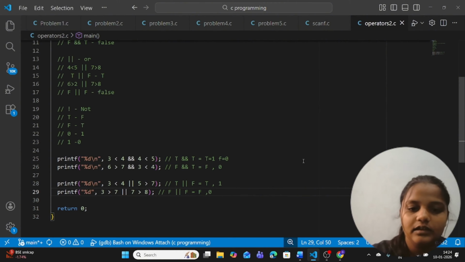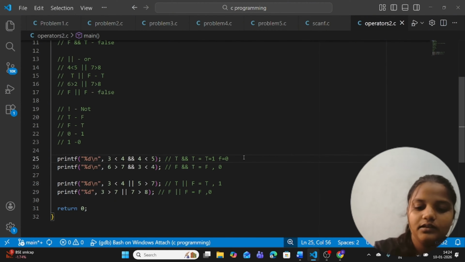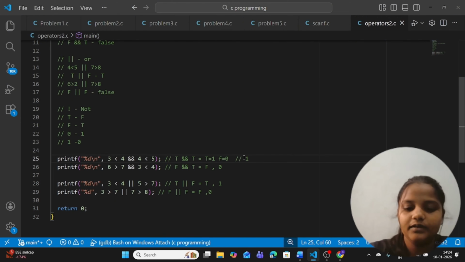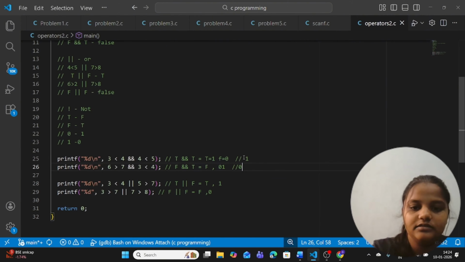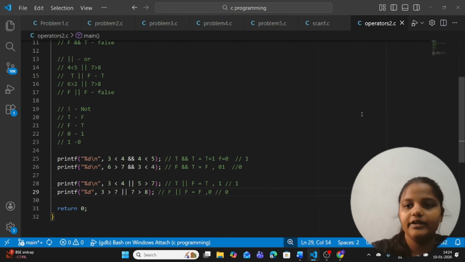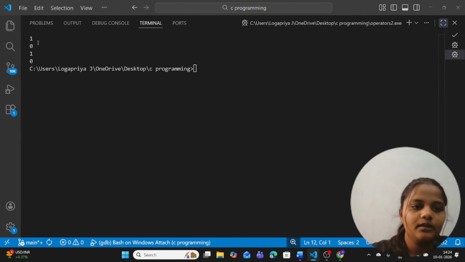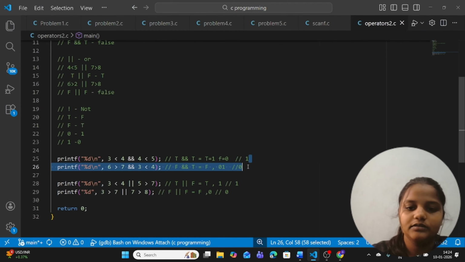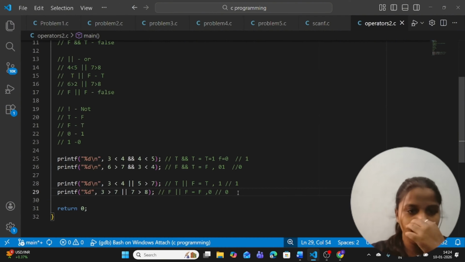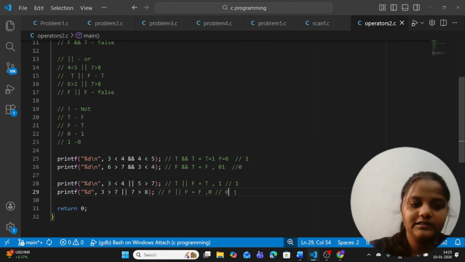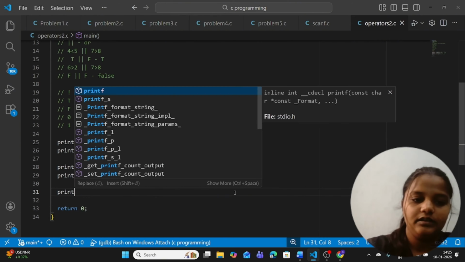So here in this we will get 1, in this we will get 0, in this we will get 1, in this we will get 0, right? So we run it, right? 1 0 1 0. Okay, so we will see the remaining NOT operator.